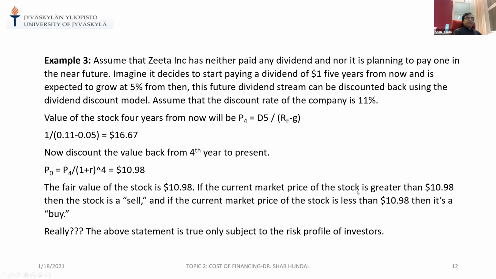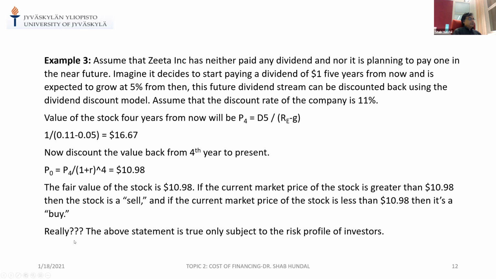And if the current market price of the stock is more than 10.98, it means that the stock is overvalued, and before it falls, you sell it. And if the current market price is less than 10.98, it means that the market is not treating the stock price of Zeta very nicely, but it's just a matter of time before the stock price goes up. So it means that Zeta is selling undervalued, so you had better buy it.